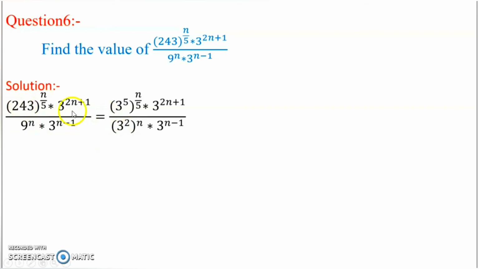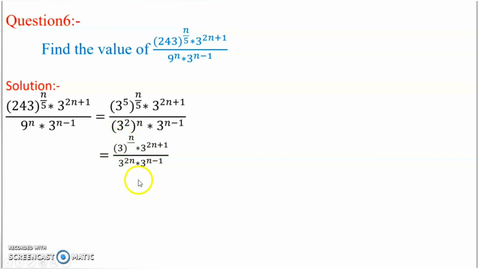So this term will now be simplified to this. Now over here you have 3 raised to 5 whole raised to n upon 5, which will be 3 raised to 5 into n upon 5, and this will remain as it is. This will be 3 raised to 2 into n, and this will remain as it is. So now this term will be 3 raised to n into 3 raised to 2n plus 5. Why? Because n is 5 into n upon 5, so 5 will get cancelled and only n will remain, and this will be 2 into n, so you'll get 2n.